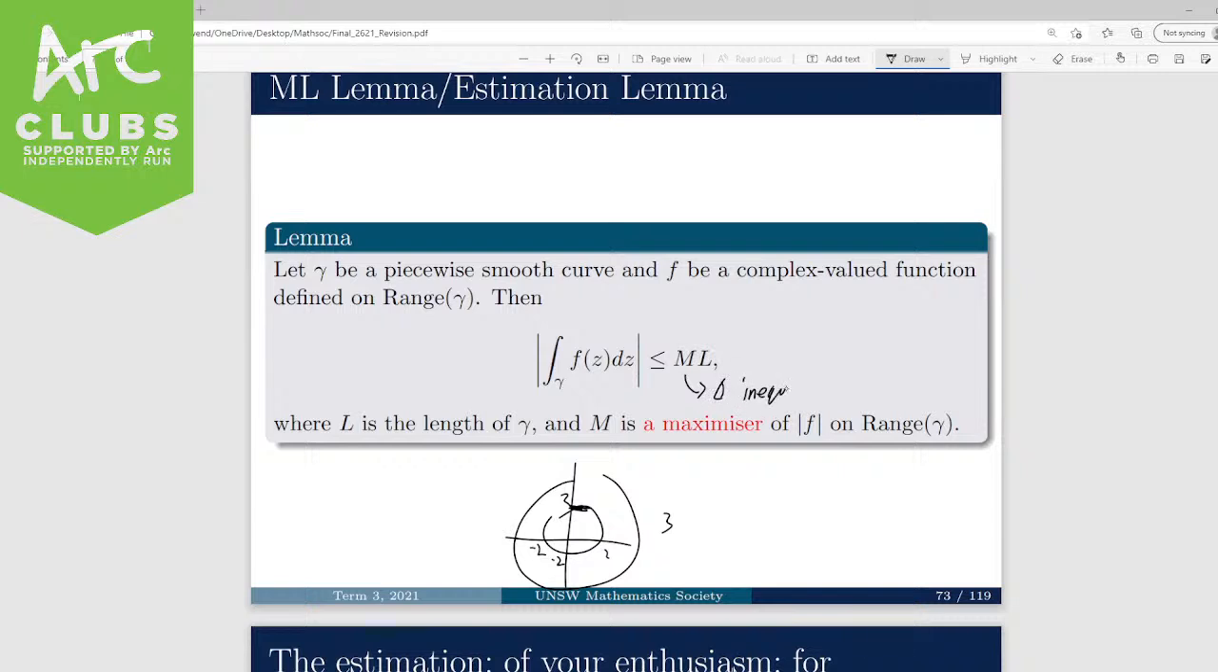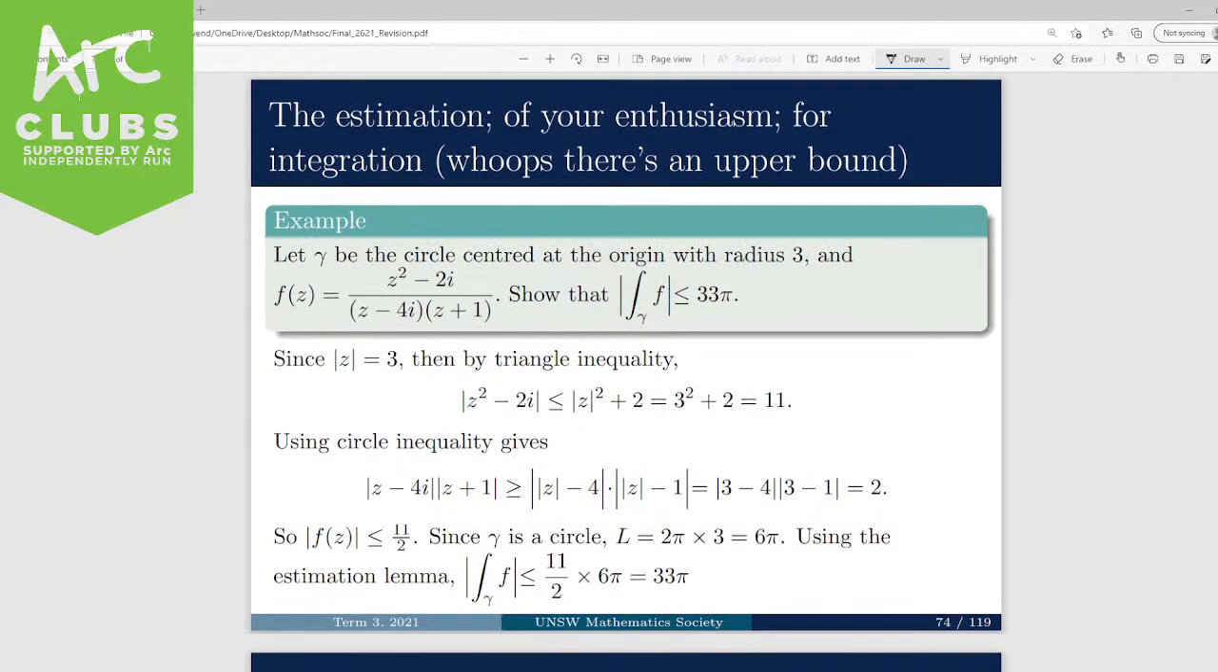Pretty much nearly all the questions. When it comes to finding whatever capital M is, just use the triangle inequality. So an example of what I mean by that: you have the modulus of your integral of f over the curve gamma. You're given that monstrosity of whatever f is. Gamma is a circle centered at the origin with radius 3. Show that this is less than or equal to 33 pi.